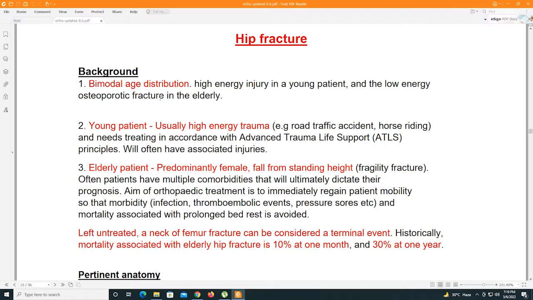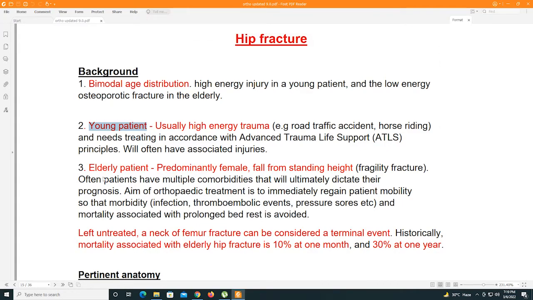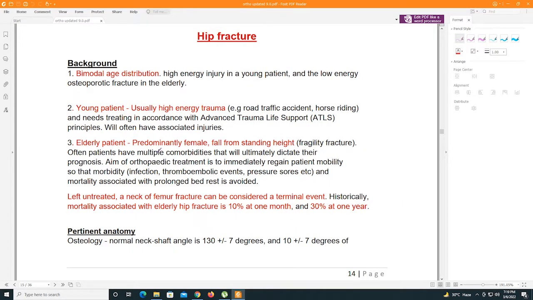First of all, we start with some background. We have to understand the background to analyze the scenario given in the exam. There are two kinds of patients who suffer from hip fracture. One is the young patient, and in the young patient the bone is very tough, so it needs a lot of energy to fracture. Another kind is the elderly patients, who are predominantly female. Why predominantly female? Because they most often suffer from osteoporosis.